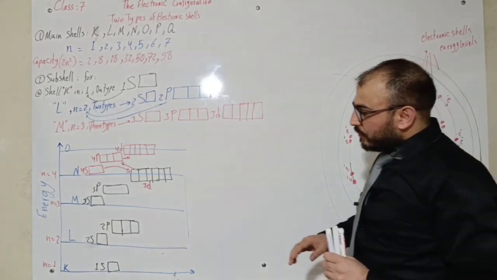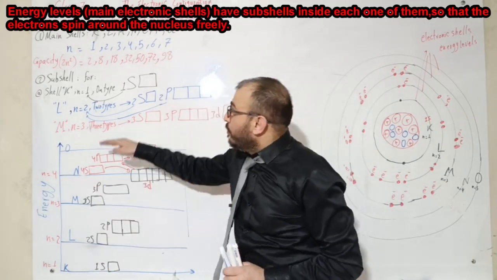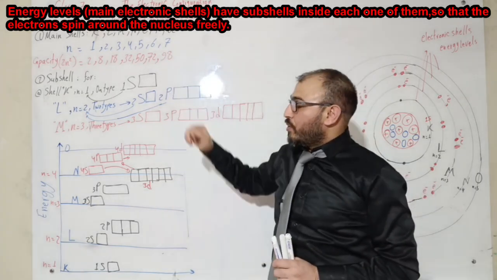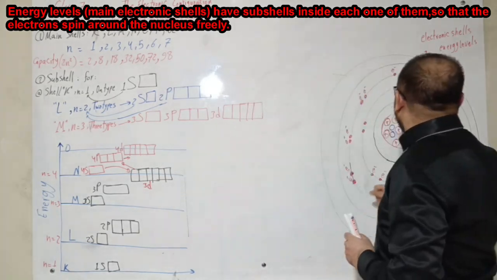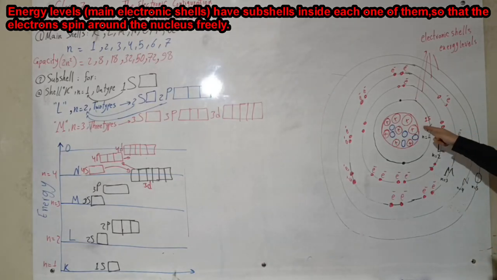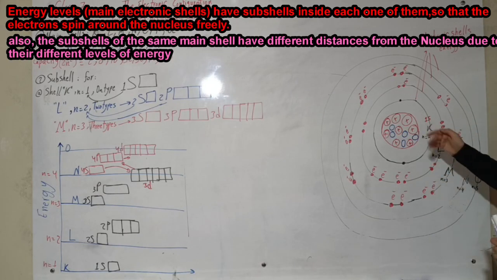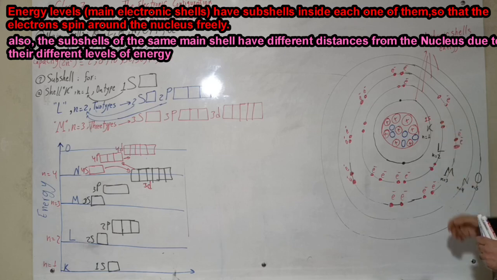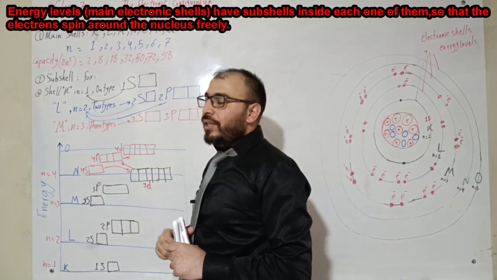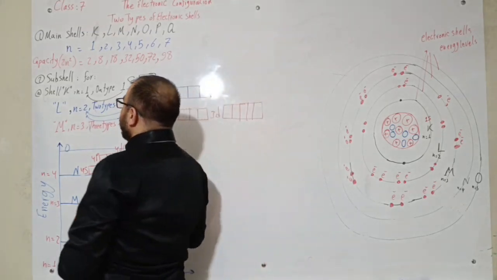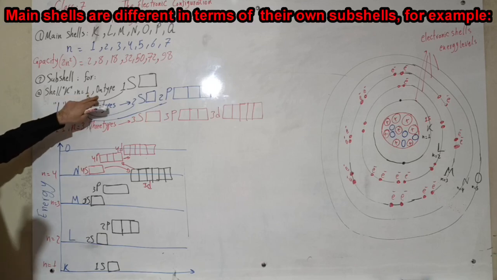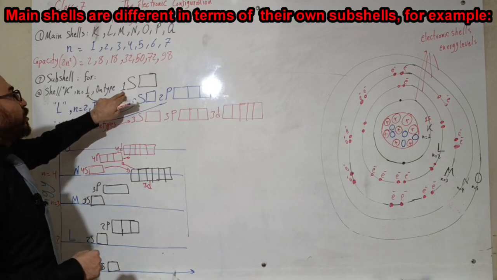Generally, my friends, the main electronic shells are divided into subshells, which means that not all of the 8 electrons in L have the same distance to the nucleus. Some of them have higher energy and are closer to M, while others have lower energy and are closer to K. Then we discussed the subshells, and we said that shell K, which is shell number 1, has only one type of subshell, which is called 1s.